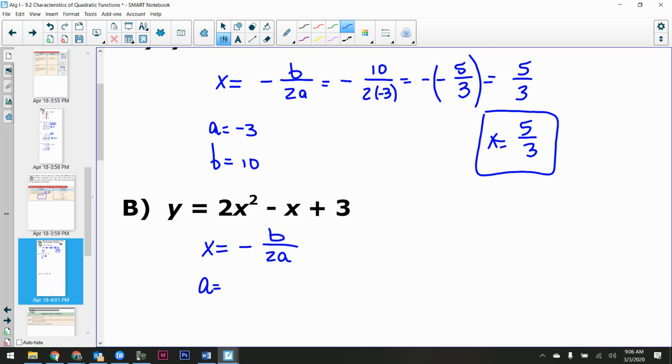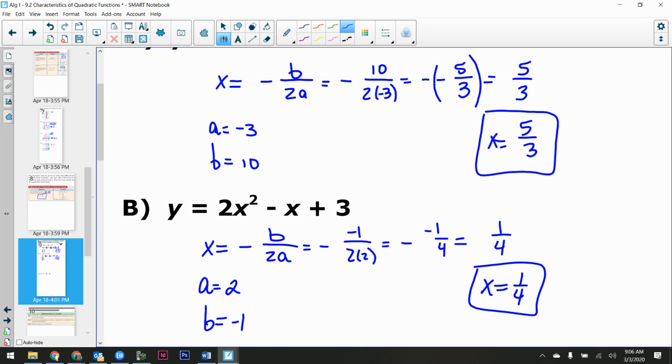Okay, what's A? 2. What's B? -1. So that means it's -1 divided by 2 times 2. Well, what is 2 times 2? 4. So this is 1/4. So -1/4. What happens to my 2 negatives? +1/4. X equals +1/4. So my midline is at 1/4.